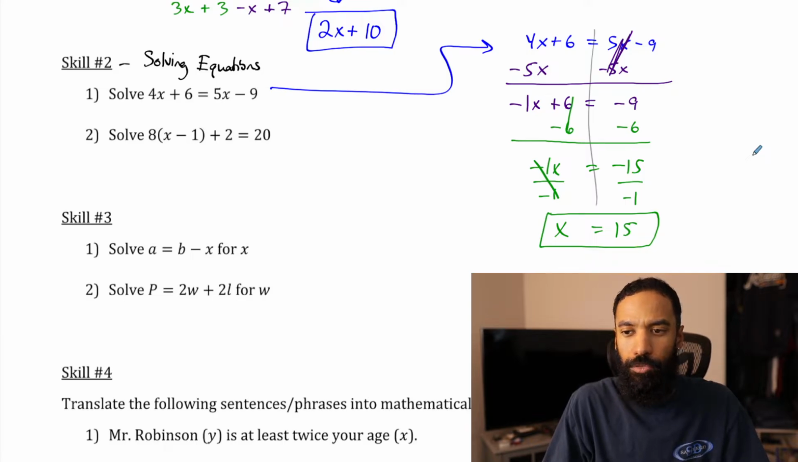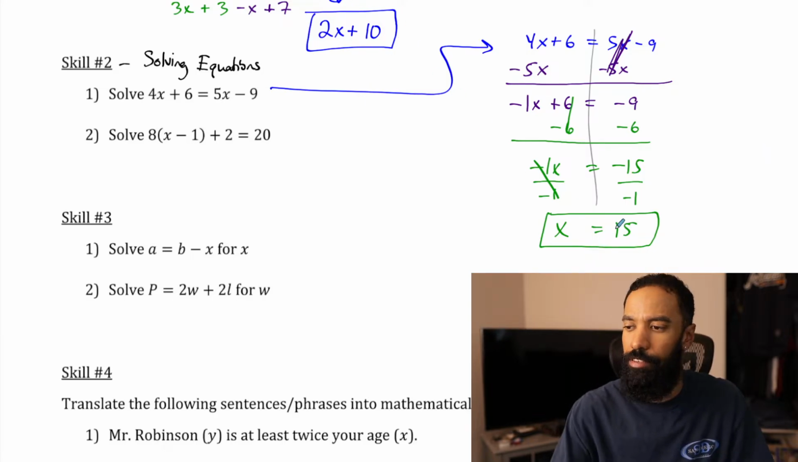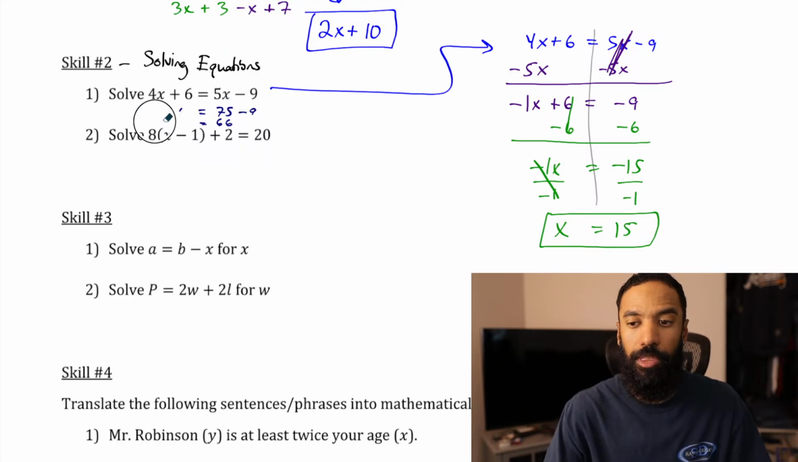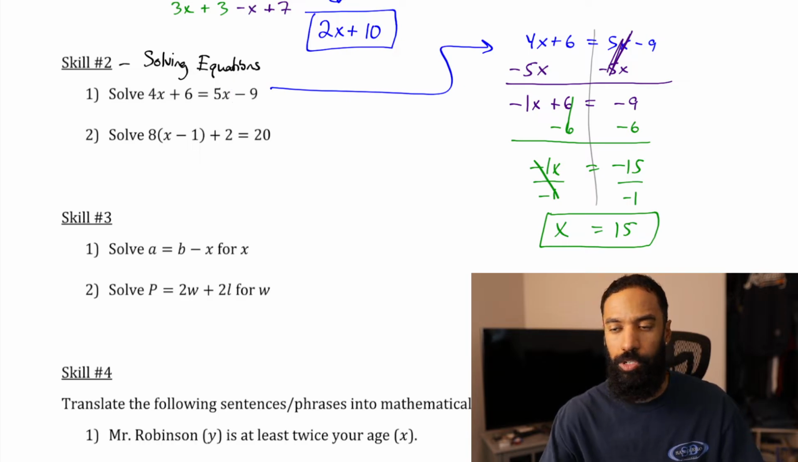But if you ever wanted to know if you were right, you could double check and see if 15 does work in here, right? We need the left side to equal the right side. 4 times 15, that's 60, plus 6. Does that equal 5 times 15? That's 75, minus 9. 60 plus 6 is 66. 75 minus 9 is 66. Yeah, it all checks out. That's the only number that works here. There's no other value that works, only 15.